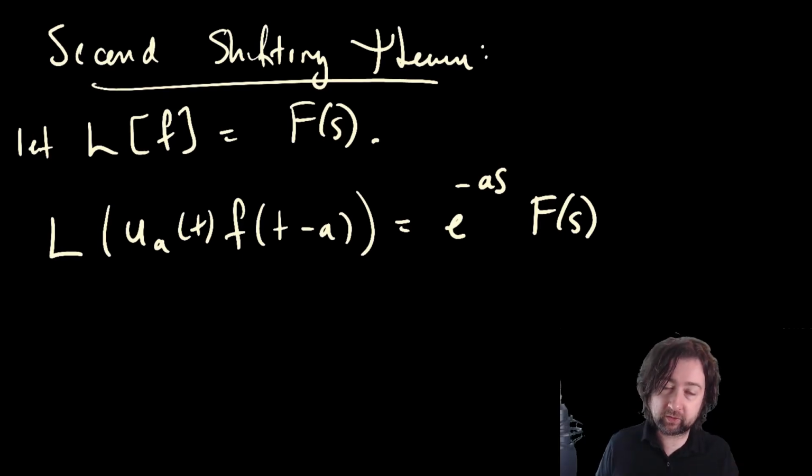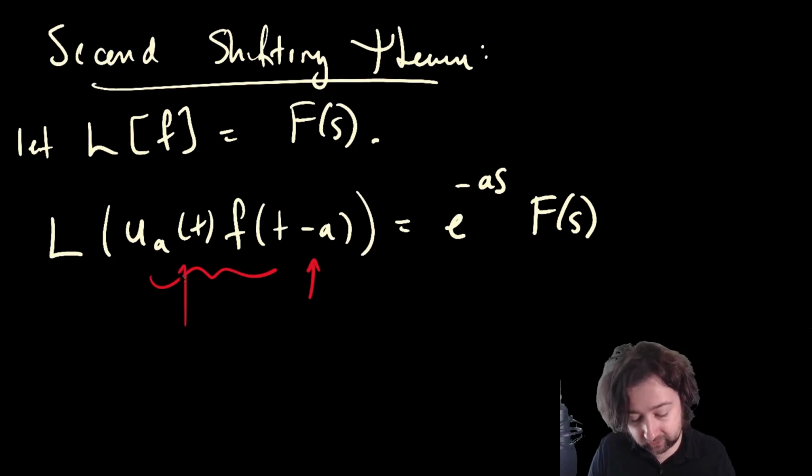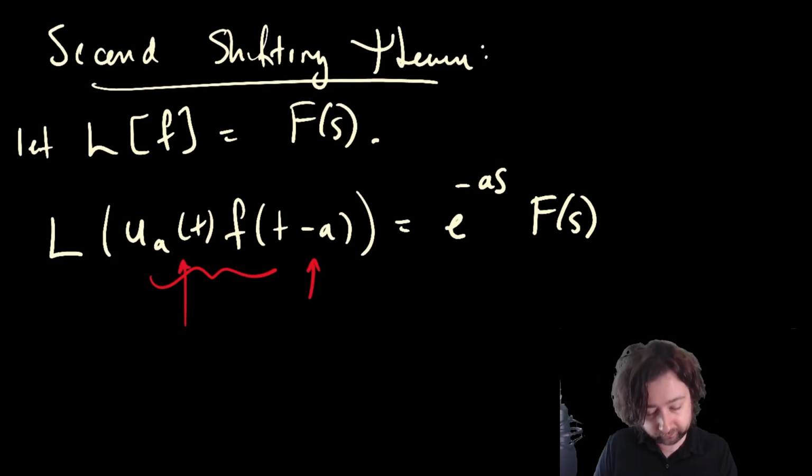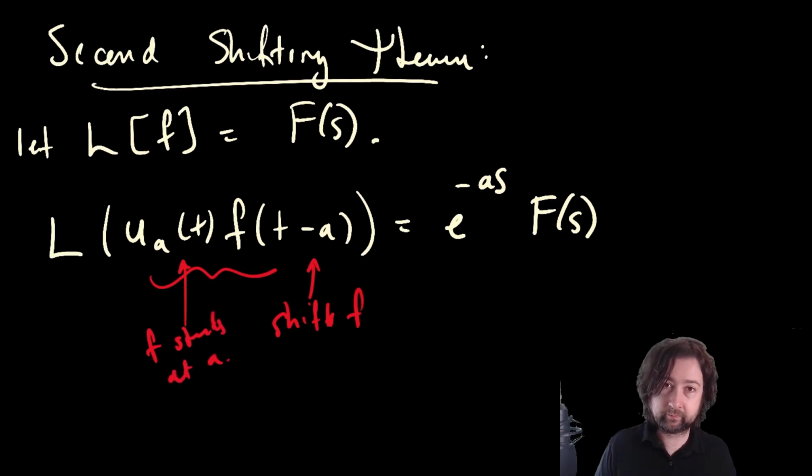So we still have the correspondence between shifting and multiplication by an exponential, but now we have to do not just a shift of the function, but a shift of the domain of the function as well. So the u_a of t is basically saying f is shifted, but we have to presume that f doesn't start until the point t is equal to a. So you can interpret this as saying this gives you a new starting spot for f. This shifts the domain of f, and this says that f starts at a. So this shifts f, and f starts at a. Okay?